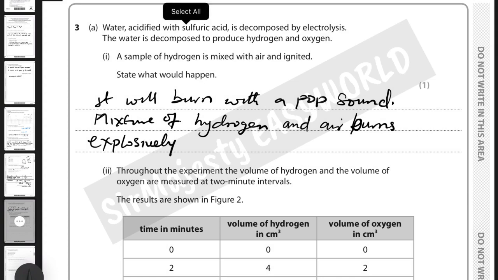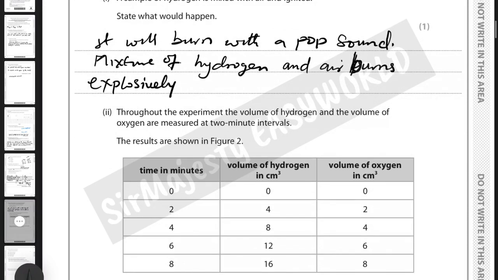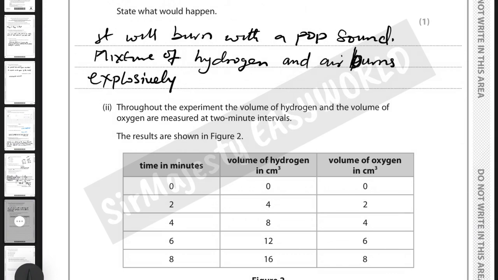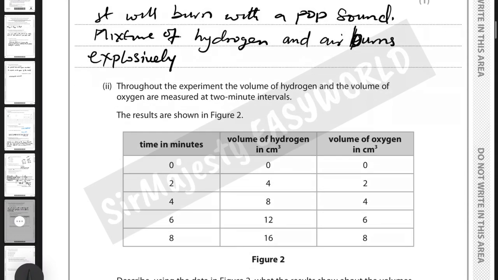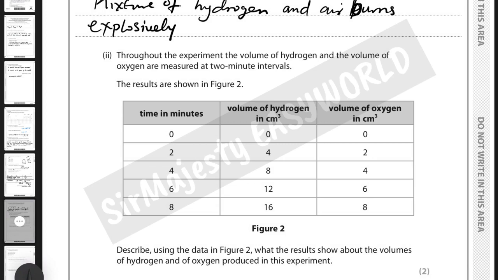So remember, if you mix hydrogen and oxygen and ignite it, we call it detonation gas, it will explode very well. The constituent of the air that makes it burn explosively is actually the oxygen. So even if you don't mix it with air and mix with pure oxygen and then ignite it, it will still burn explosively. But pure hydrogen burns quietly without producing enough explosion, with a pale blue flame. This is actually the test for hydrogen gas. You can watch the video here on Sir Majesty Easy World on how to test for gases: test for oxygen, test for hydrogen. They are all available here at Sir Majesty Easy World.